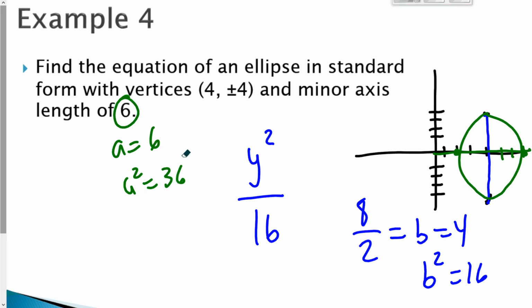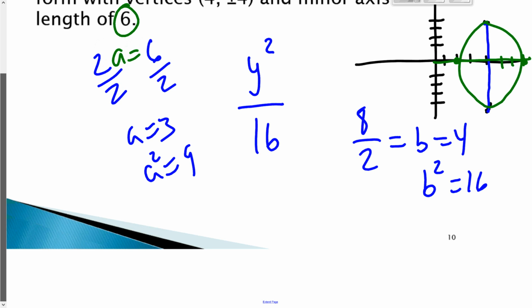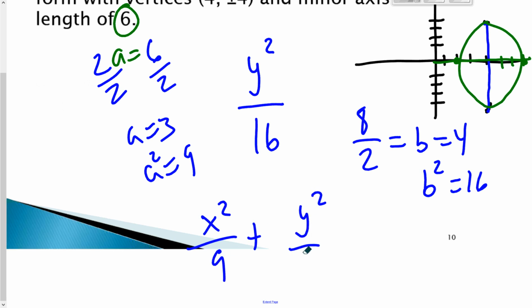So as you can see, 36 would be bigger than 16. We're saying that's on the minor, so this should never be bigger, right? The minor should not be bigger than the major. So where I went wrong is I do need to divide it by 2. That is not my A, that's the whole length. The whole length is 2 times A is 6, so I need to divide it by 2. So A is equal to 3. Now if I square it, A squared would be smaller than 16, right? So that's a little check that you can do. So then underneath our x squared is going to be 9. Underneath our y squared is going to be 16, and it's always set equal to 1, right?